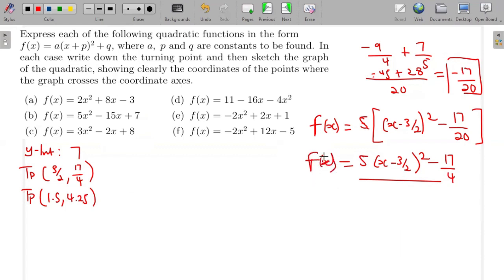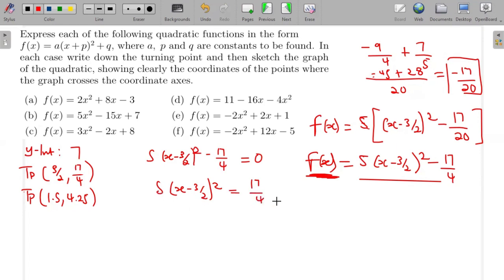What about the x-intercepts? So the x-intercepts, we need f of x to be 0. So this is 0, and then it's equating to this. So we have 5 times x minus 3 over 2 squared minus 17 over 4 is equals to 0. So 5 times x minus 3 over 2 squared is equals to 17 over 4. Okay, so I'm going to divide both sides by 5. If I divide this side by 5, it cancels. So I have x minus 3 over 2 squared.